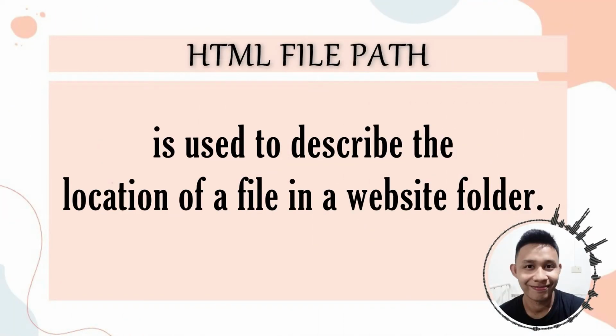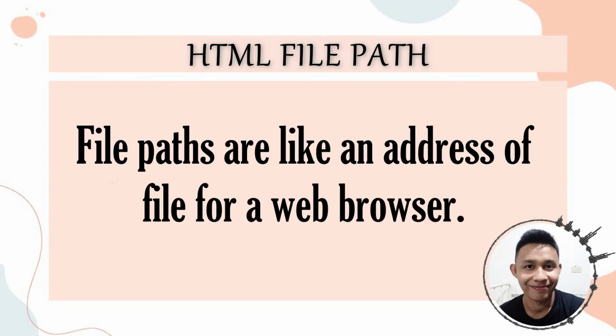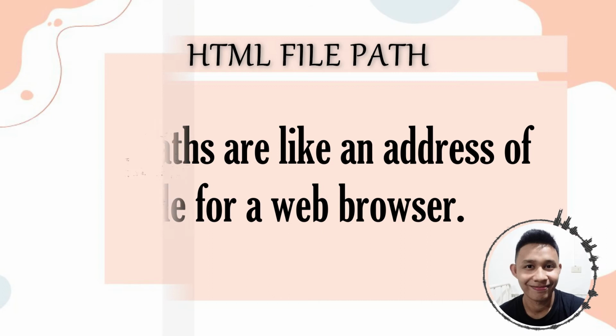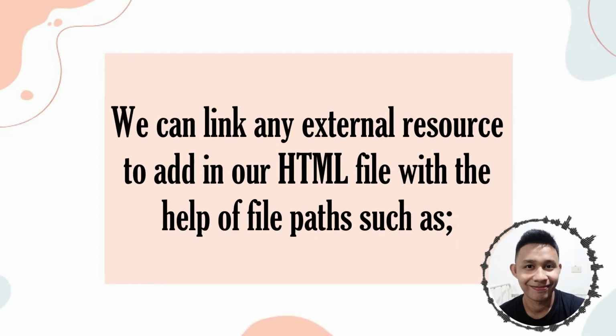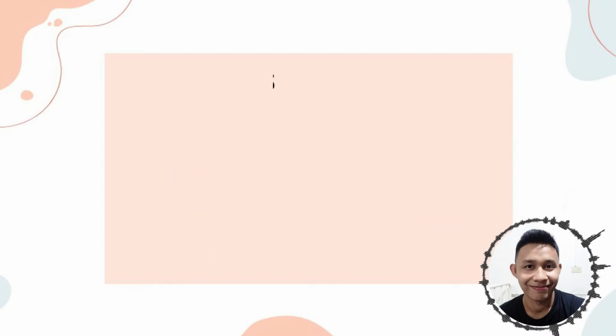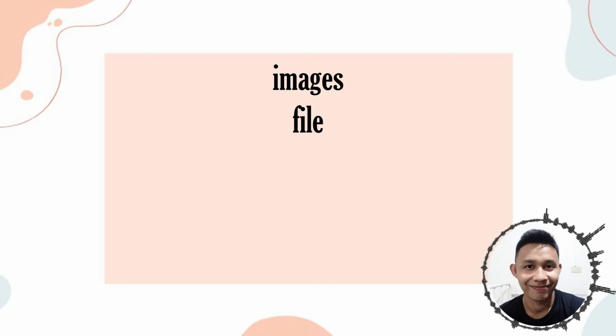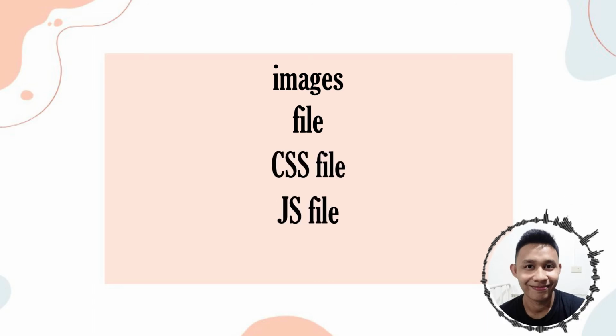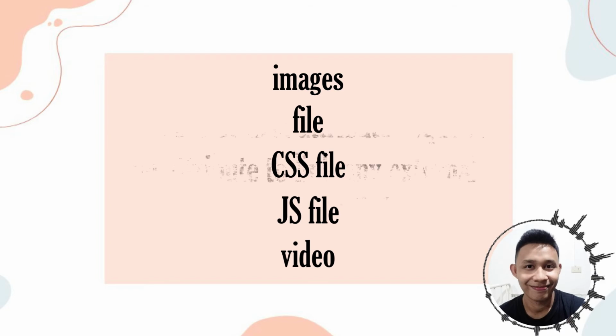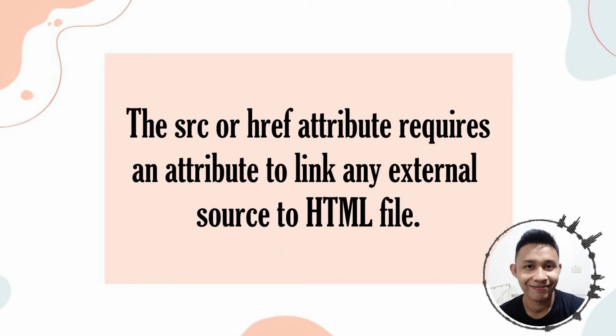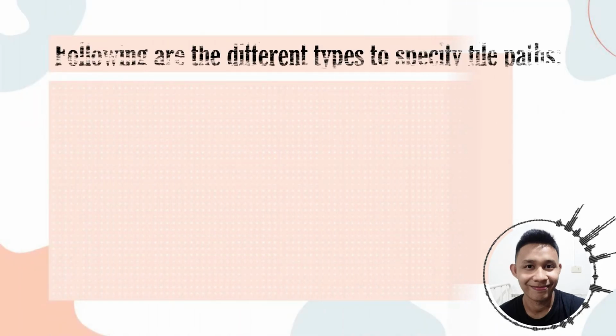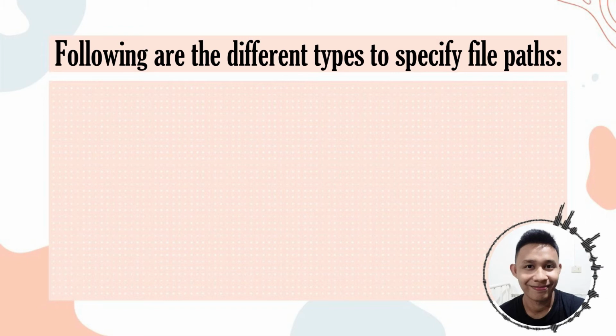HTML file path. An HTML file path is used to describe the location of a file in a website folder. File paths are like an address of file for a web browser. We can link any external resource to add in our HTML file with the help of file paths such as images, CSS file, JS file, video, etc. The src or href attribute requires an attribute to link any external source to HTML file. Following are the different types to specify file paths.